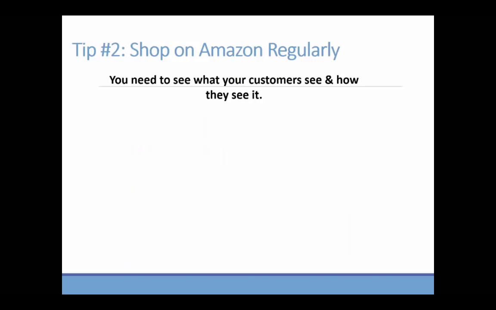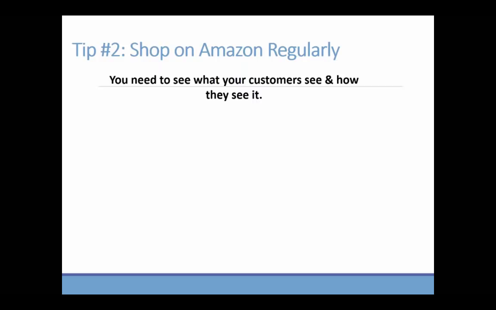Tip number 2, shop on Amazon regularly. So many people sell on Amazon and they never go to Amazon as a customer. Even if you don't intend to purchase from Amazon, I suggest that at least once a day, if you think about buying something, I need a new desktop calculator. Even if you don't intend on purchasing from Amazon, if you know for a fact there's one on clearance sale down the street at the office supply store, go shop on Amazon and look for one anyway so you can experience it from the customer's point of view.